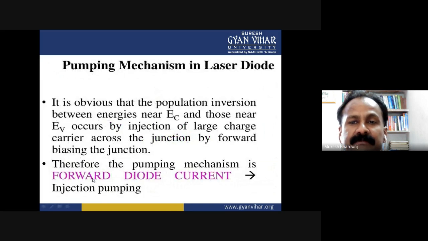Pumping mechanism in laser diode. It is obvious that population inversion between energies near EC and those near EV occurs by injection of large charge carriers across the junction by forward biasing the junction. Therefore, the pumping mechanism is forward diode current injection pumping.